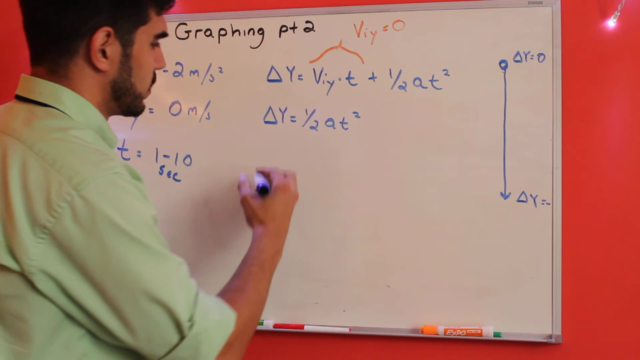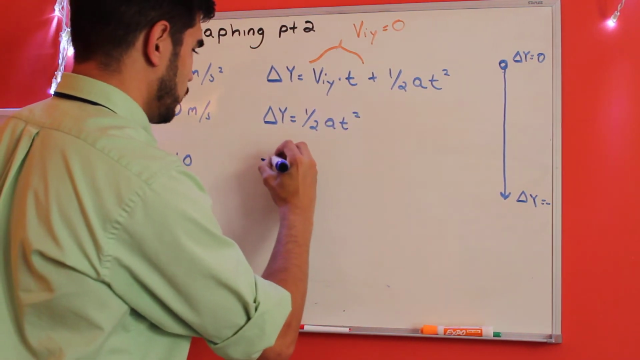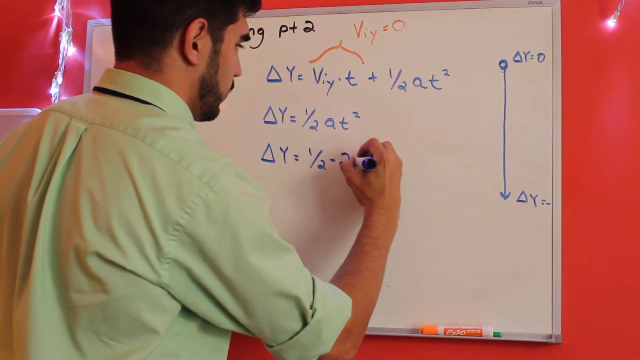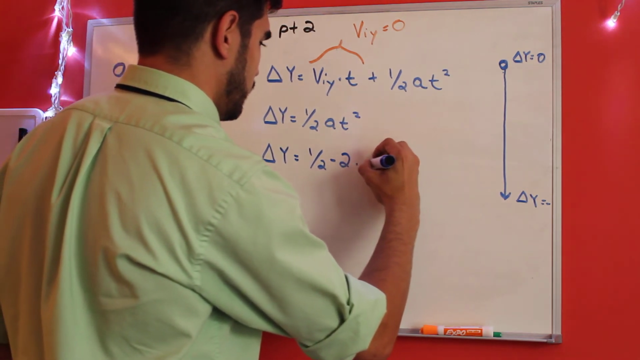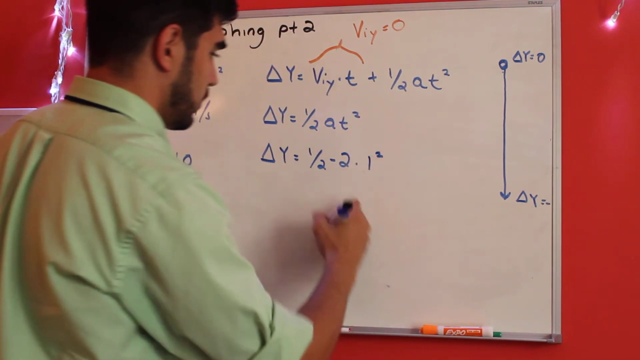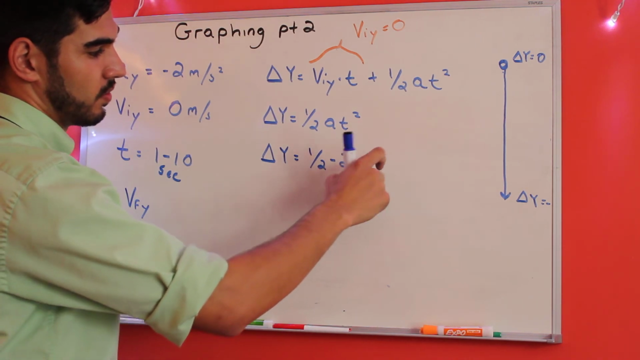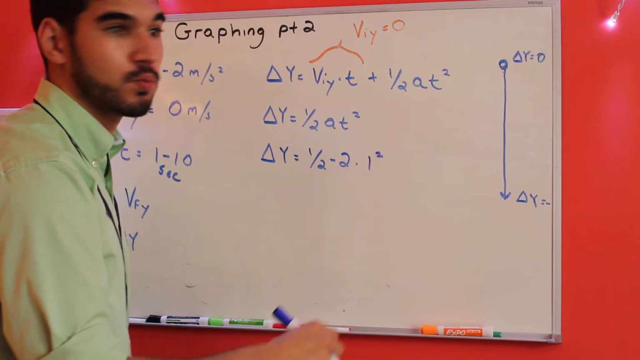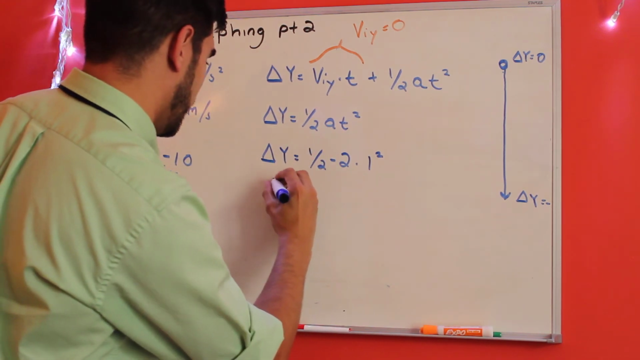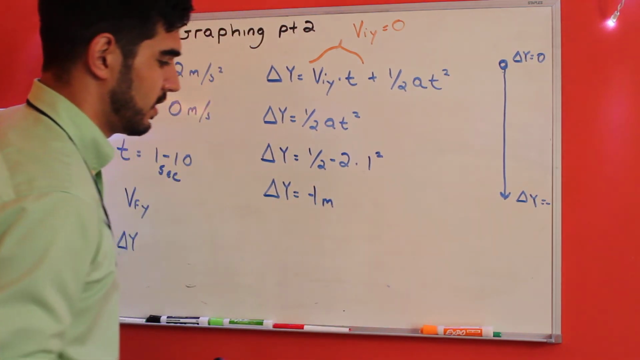Okay, so now we have this. So we know our acceleration is going to be -2. So we have delta Y equals 1/2 times -2 times, we'll make our time initially 1 squared. So 1/2 times 2 is then -1, and we'll do PEMDAS actually. 1 squared is 1, and then 1/2 of -2 is -1, so we'll say delta Y equals -1 meter after 1 second.